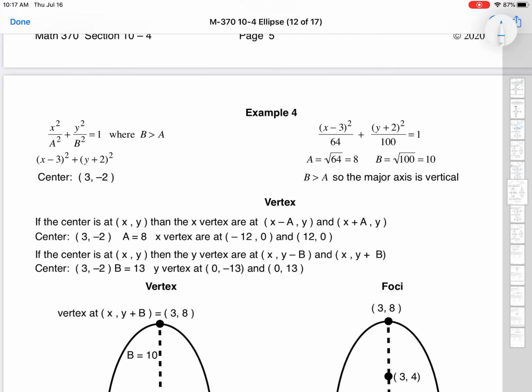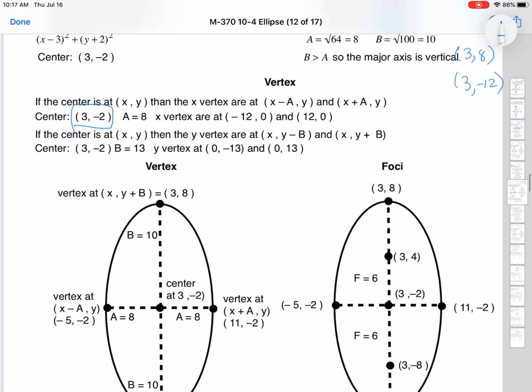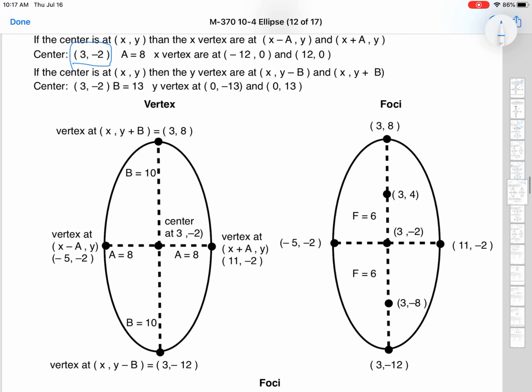both an x and y change. So our center is at positive 3, negative 2. He has that represented right here. You can see that the major axis is the y-axis, so you're going to add 10 and subtract 10. Think about that. If you add 10, we're going to get a high value of 3, 8. And if you subtract 10, you're going to get 3, negative 12. Let's go see those points. Here's 3, 8. Here's 3, negative 12.